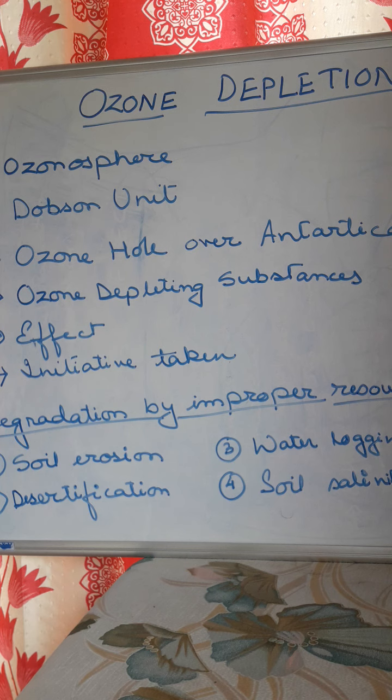Then it also breaks the chemical bonds of proteins, which will harm organisms in one way or another. It will affect photosynthetic rays. If photosynthesis is not performed, that means oxygen concentration will also go down. So these are all the side effects that will occur due to ozone depletion.